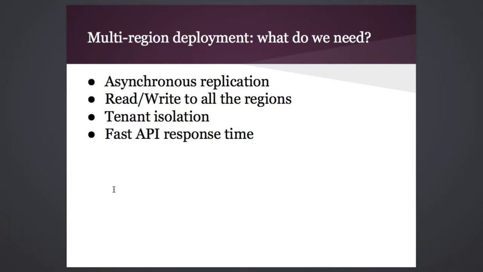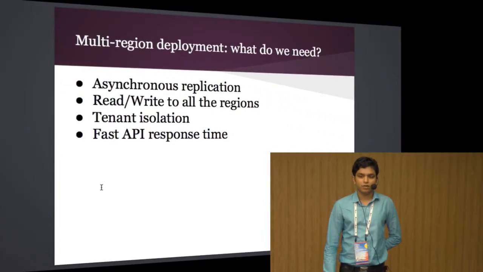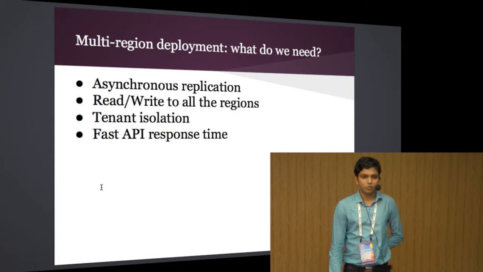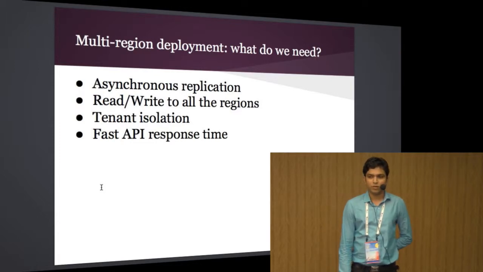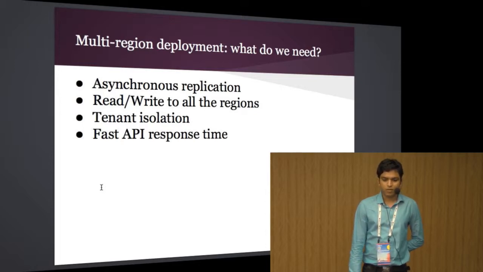In a multi-region deployment, what exactly do we need? These are some of the important points. Asynchronous replication, because we can't wait for data to be written to both regions and then return an acknowledgement. If the regions are geographically far apart, it will result in higher latencies, which is not always desirable. Read and write to all the regions. The third thing is tenant isolation and fast API response times.